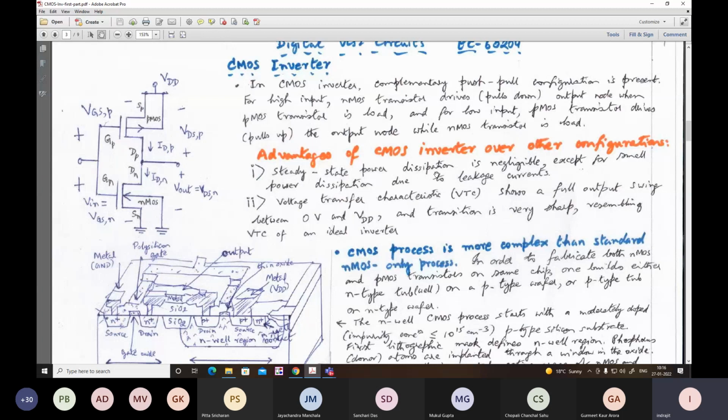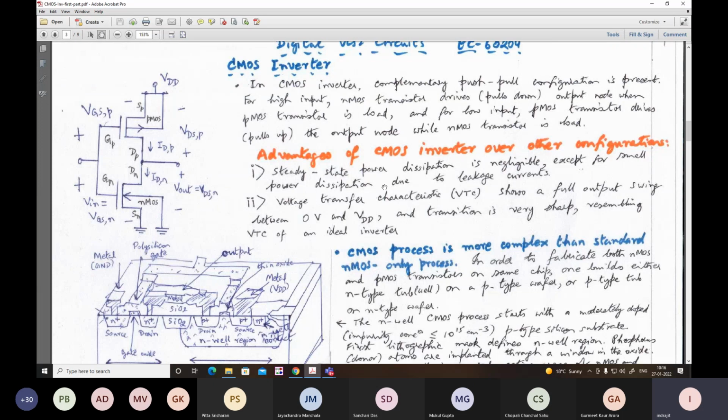Steady state power dissipation is negligible. When the input voltage is nearly the power supply voltage, the NMOS transistor conducts, the output is almost equal to 0 volt, and no current conduction takes place between the power supply rail and the ground rail. Similarly, in the other stable region, when the input voltage is nearly 0, only the PMOS transistor provides a channel, whereas the NMOS transistor is cut off, and the output voltage is perfectly VDD. At that point also, no current conduction takes place between the power supply rail and the ground rail. So steady state or DC power dissipation is negligible.